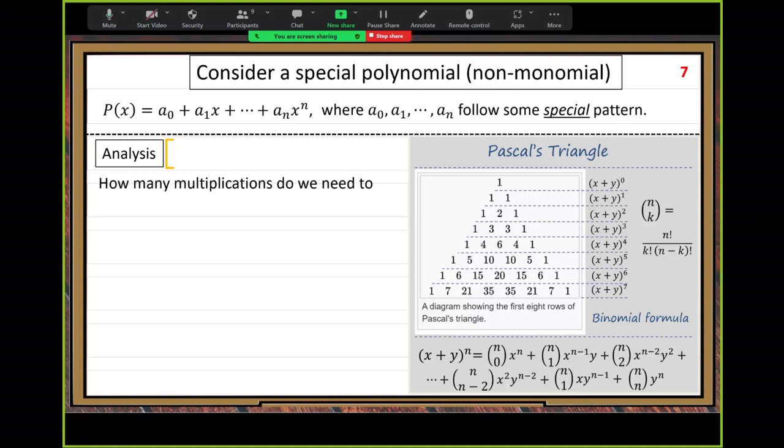With this special structure, now I want to ask you a new question. How many multiplications do we need to calculate this polynomial? 1 plus 5x plus 10x squared plus 10x cubed plus 5x to the fourth plus x to the fifth. This special polynomial. If you use Horner's rule, how many multiplications do you need?